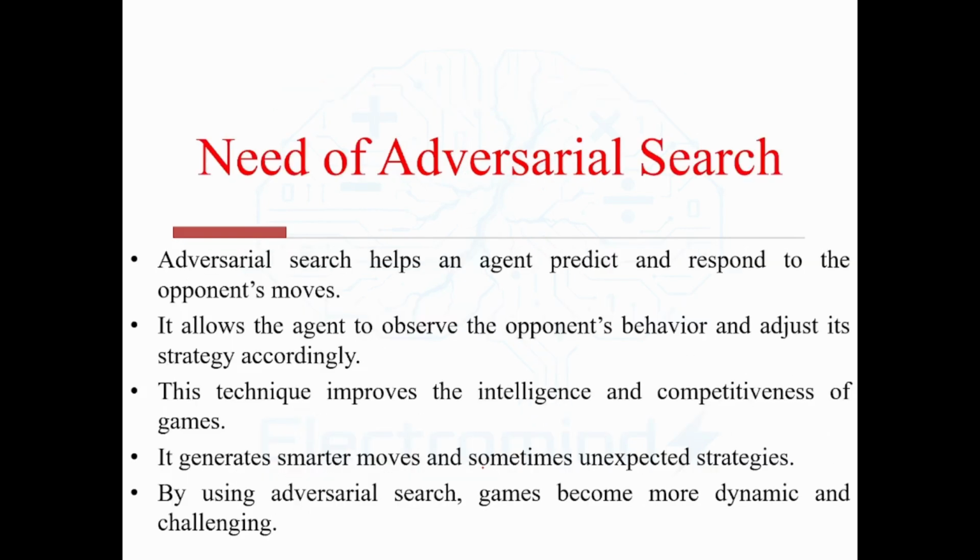Then, what is the need for adversarial search? Why do we need it, especially in real world environments? It helps an agent to predict the opponent's move and plan strategies accordingly. It makes smarter and competitive decisions against the opponent. It makes the game environments more intelligent and dynamic. Instead of making random moves, the artificial intelligence can think ahead and choose the best possible move. This is what makes modern games challenging as well as interesting.